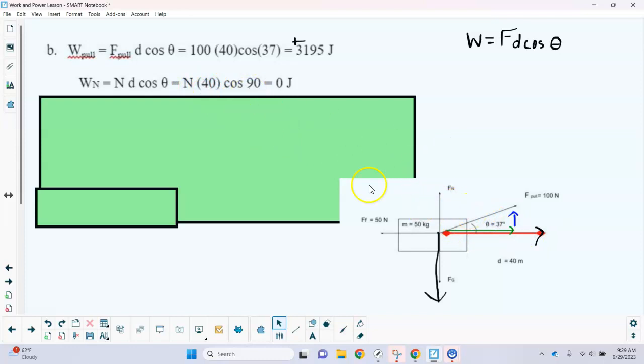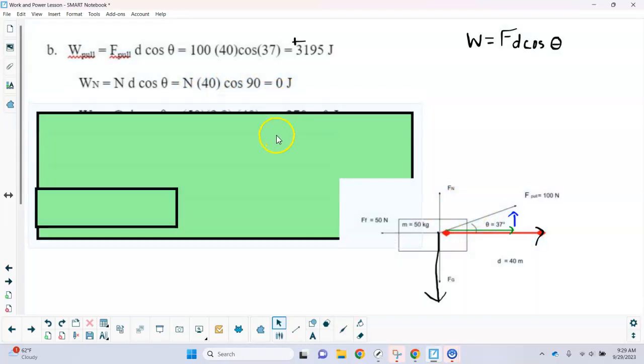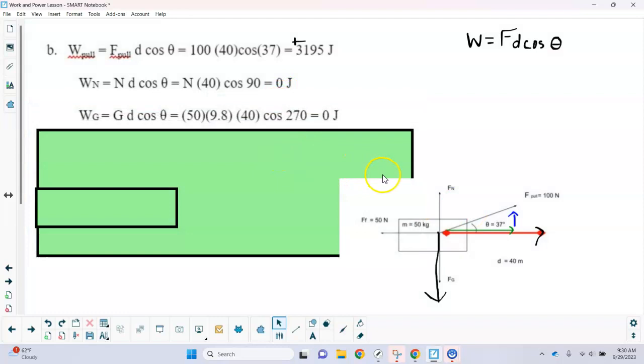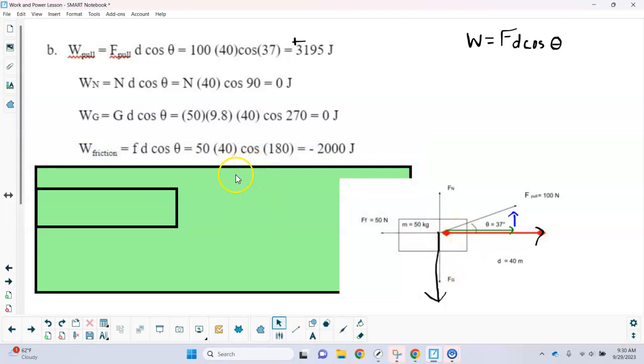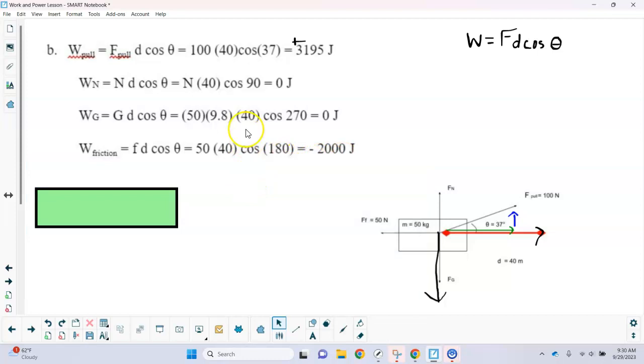This time the cosine of 90 gets you 0, so you don't have to worry about that. For gravity, same thing. We could do the gravity calculation, so 50 times 9.8 times 40. I did 270. You could do it that way, or you could just say it's 90 again, but it goes to 0. And then finally for the friction, it's the friction force, which is 50, times the displacement, which is 40, times the cosine of 180, and that gets you negative 2,000. So we have all these works being done.